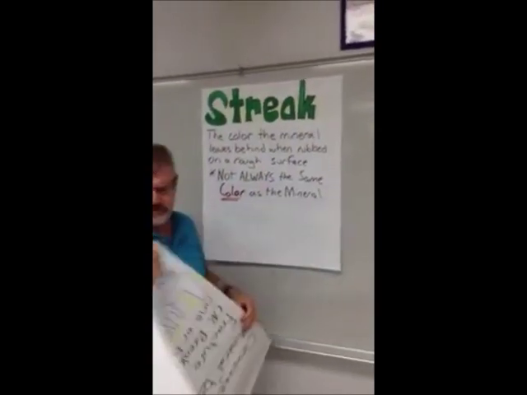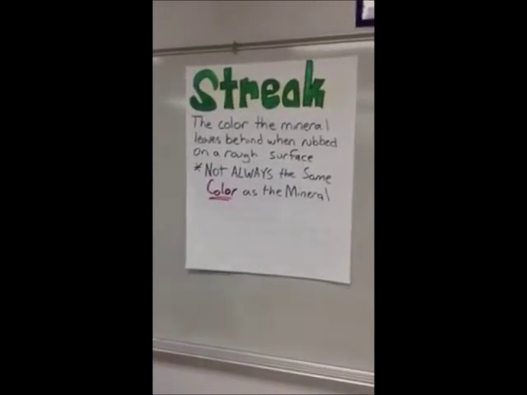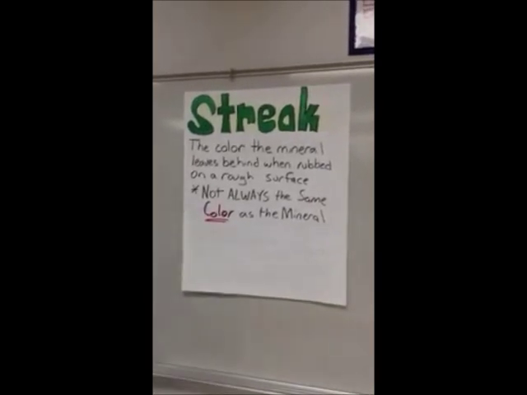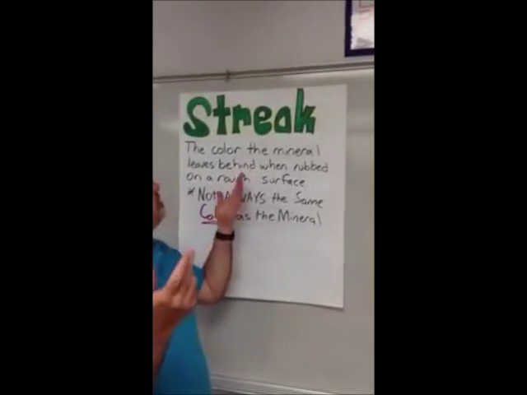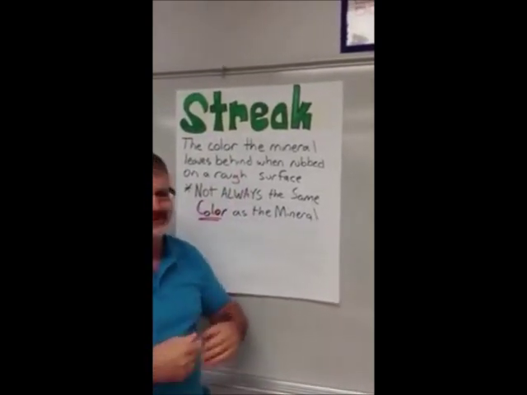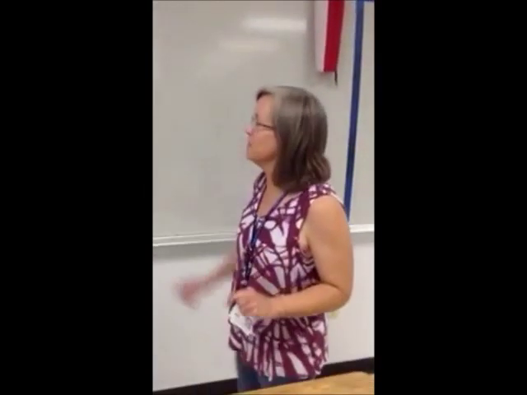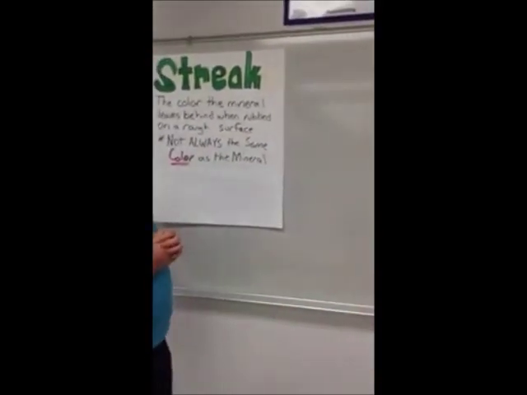Streak. Okay, what's streak here? Let's move our plate over here. All right, streak is the color the mineral leaves behind when rubbed on a rough surface. Well, won't that be the same all the time? I mean, if it's black, you're going to leave a black streak? Well, we would think that it would be the same, but as you see on our notes here, the streak that a mineral leaves is not always the same color of the mineral.